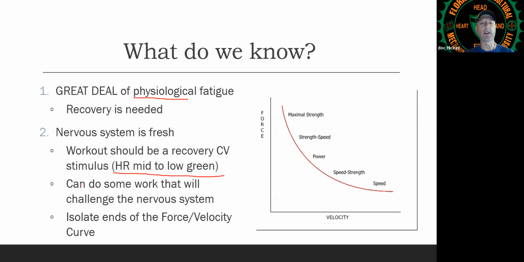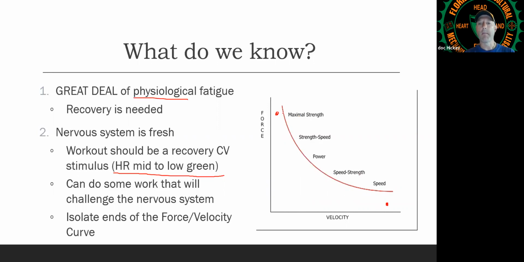The next thing we take a look at, because HRV was 9, I can challenge the nervous system. So what I can do is isolate the ends of my force velocity curve. My force velocity curve talks about the relationship between the speed of muscle contraction and how much force is produced. What I'm going to do in this workout is spend a little bit of time here and spend a little bit of time here, and I'm going to alternate between these 2 points.